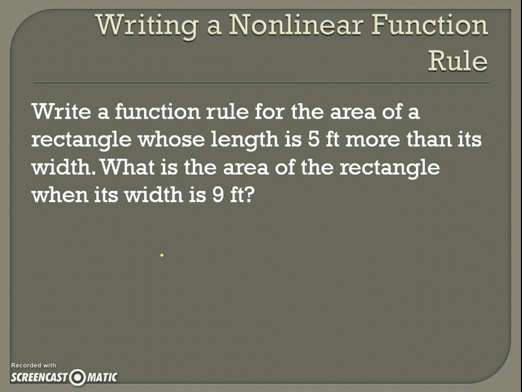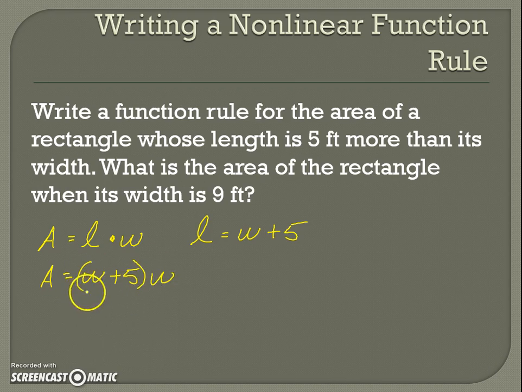Okay, so the first thing that we need to do here is think about the area of a rectangle, which is equal to length times width. Function rule for the area of a rectangle whose length is 5 feet more than its width. So the length, I also know, is the width plus 5. Okay, so I could substitute this in, and instead of length, I would write this. So the area of a new rectangle is going to be the width plus 5 times W. This is the length. I just replaced it. I took this value and I plugged it in there.